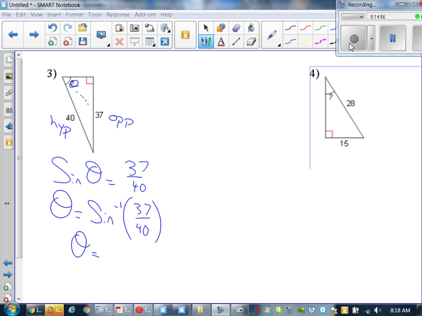What'd you get? 67 or 67? Anybody agree, disagree? Is it the end of the world if you forget to put a degree symbol there? No. Not at all.